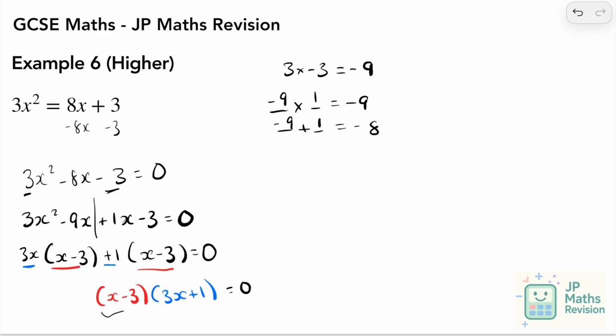Okay, so to make this thing equal to 0, I have x equals 3, and then to make this thing equal to 0, so if 3x plus 1 equals 0, I would need to minus 1 and divide by 3, so x is going to be minus 1 over 3.